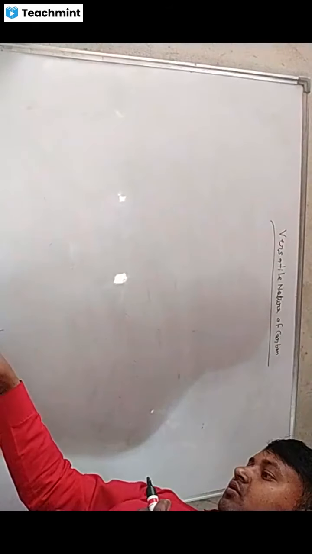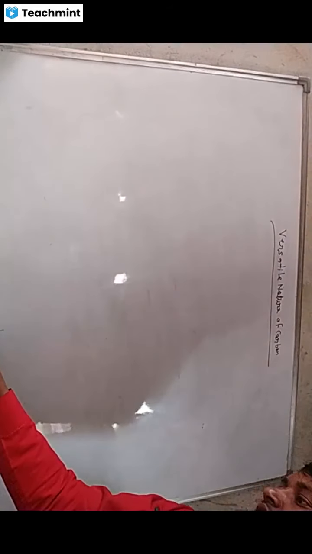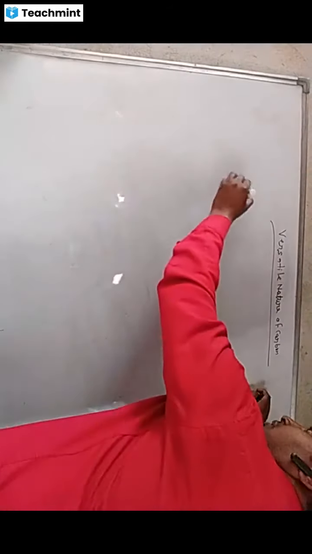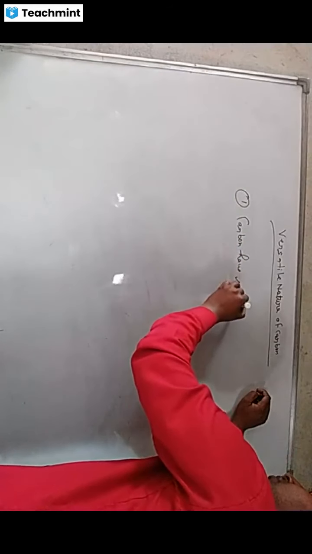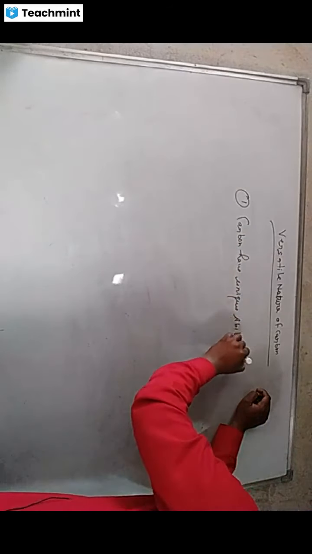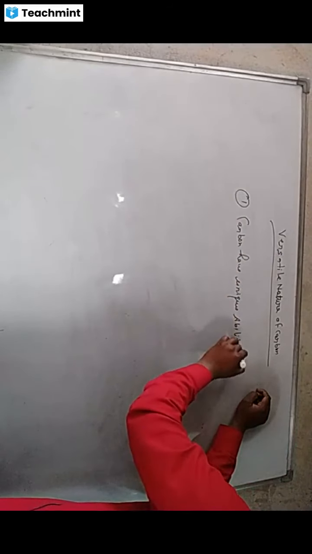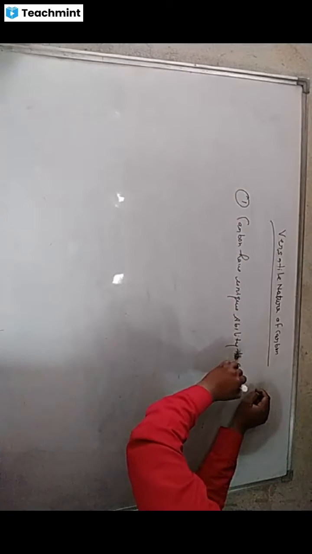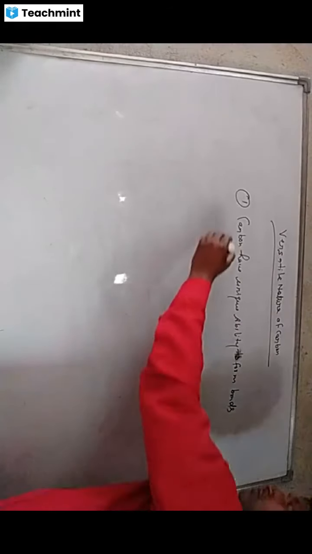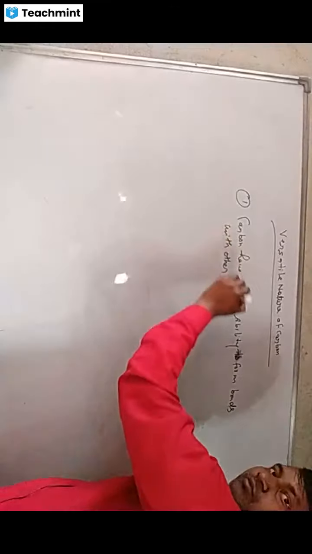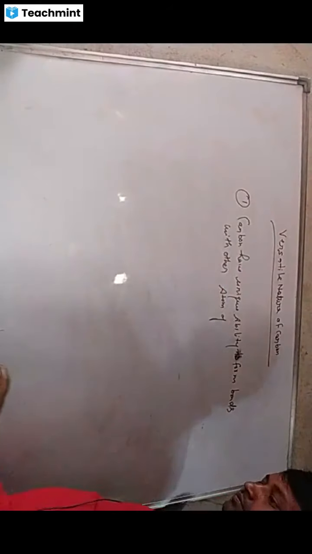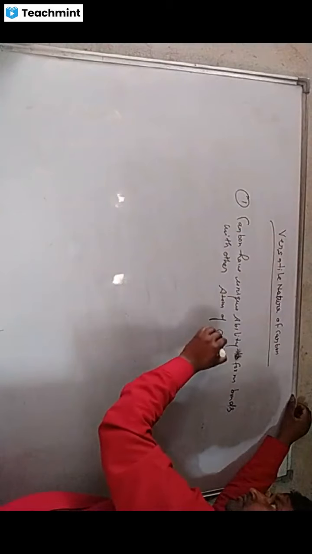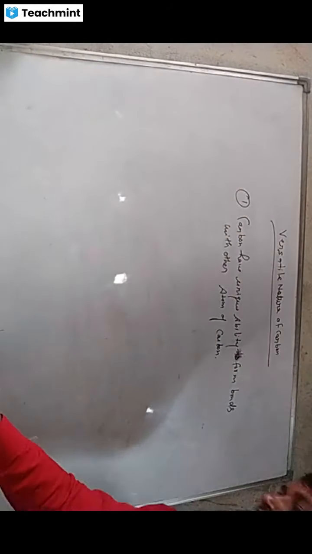There are only 2 points. First, carbon has the unique ability to form bonds with other atoms of carbon. This is the first point of the versatile nature of carbon.